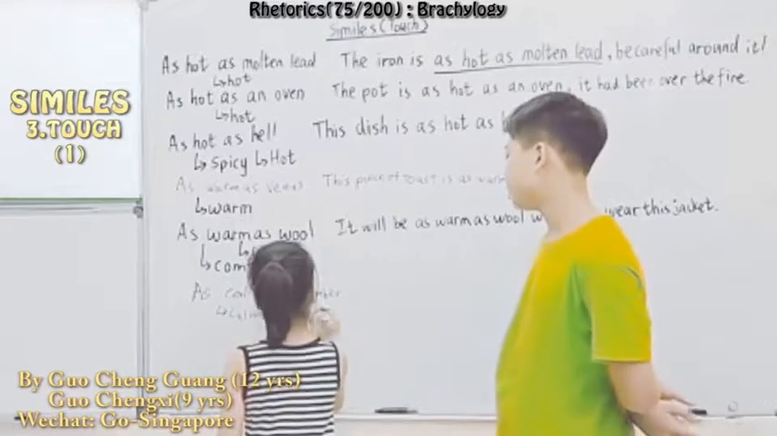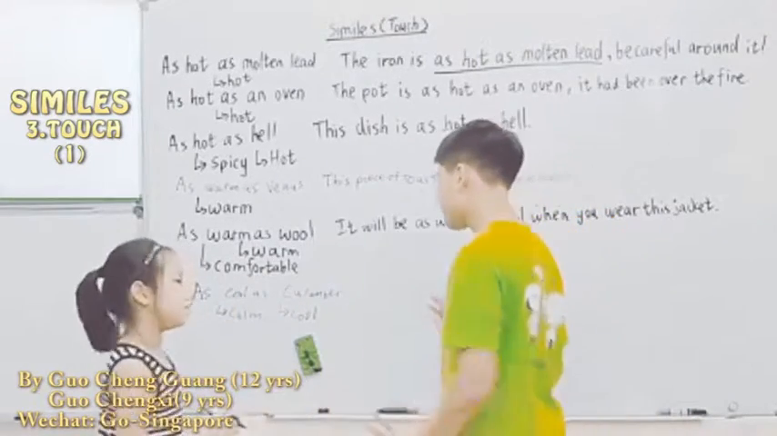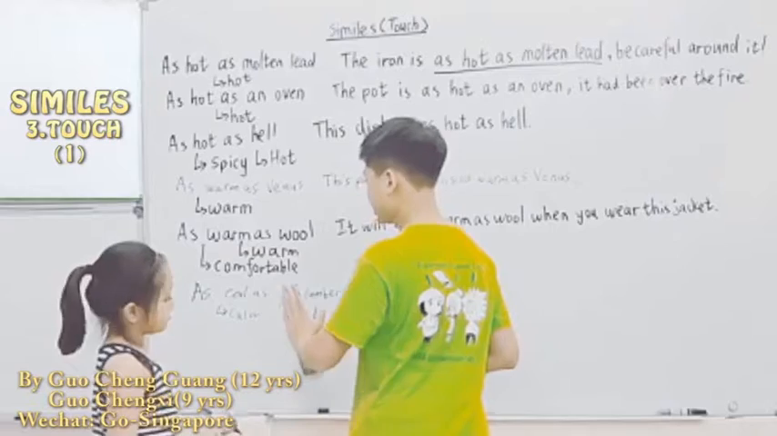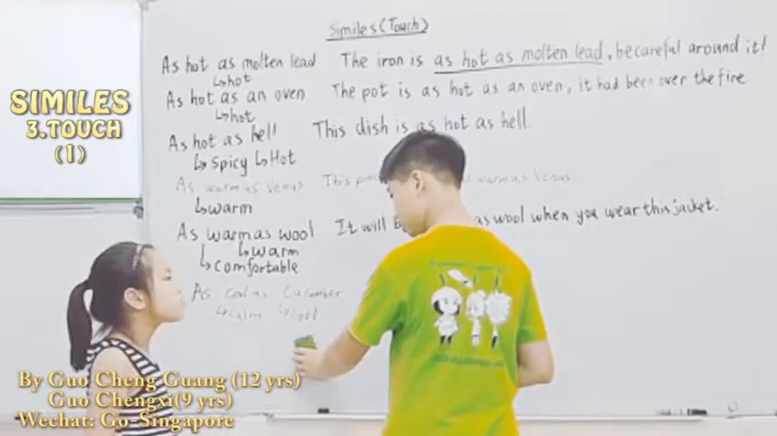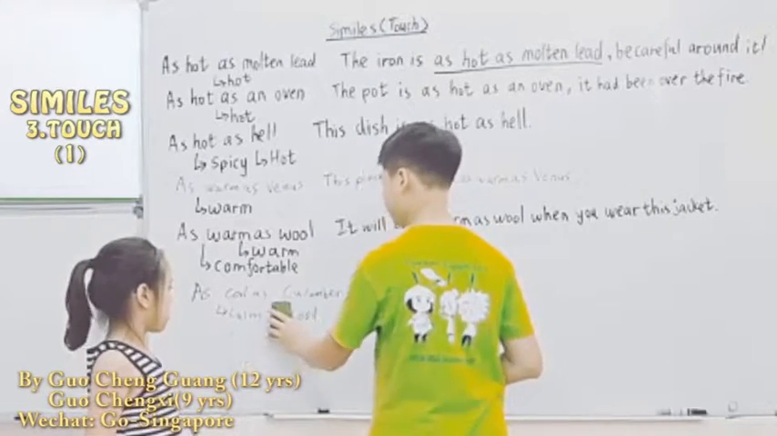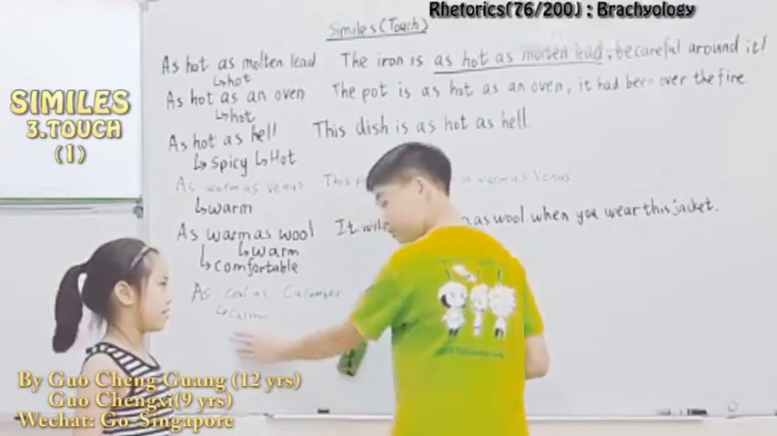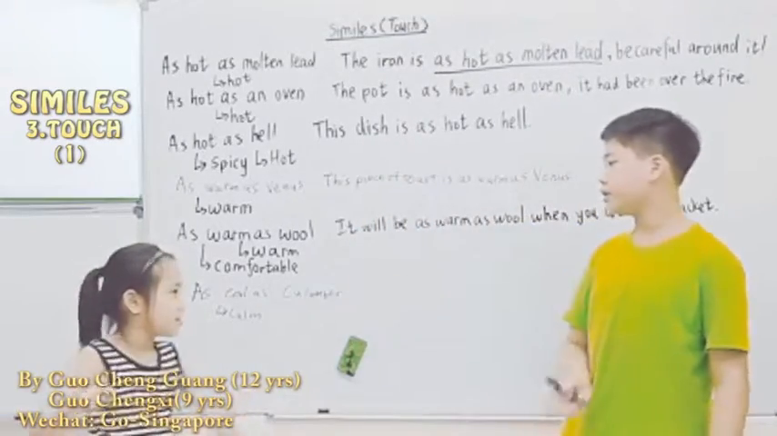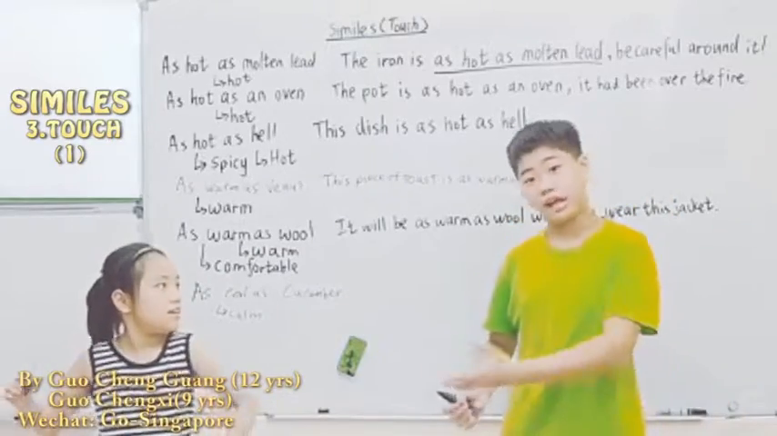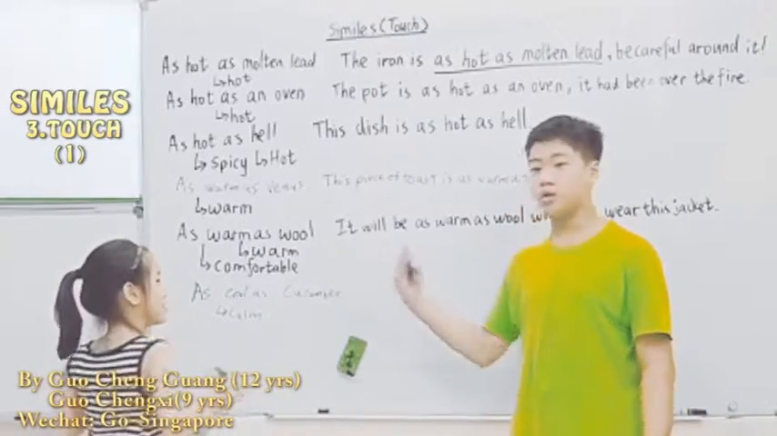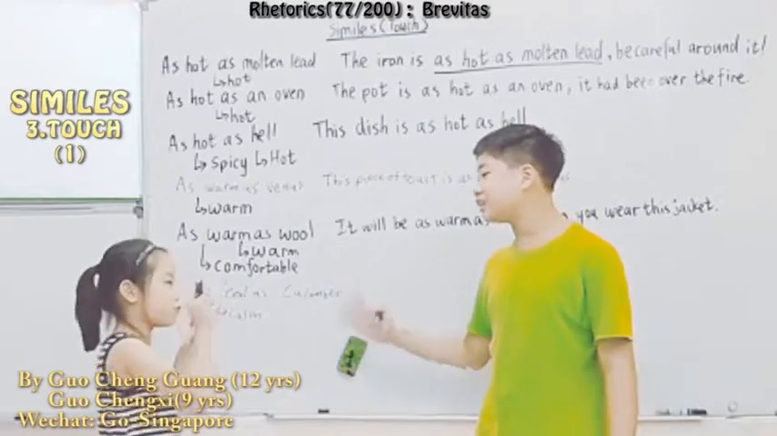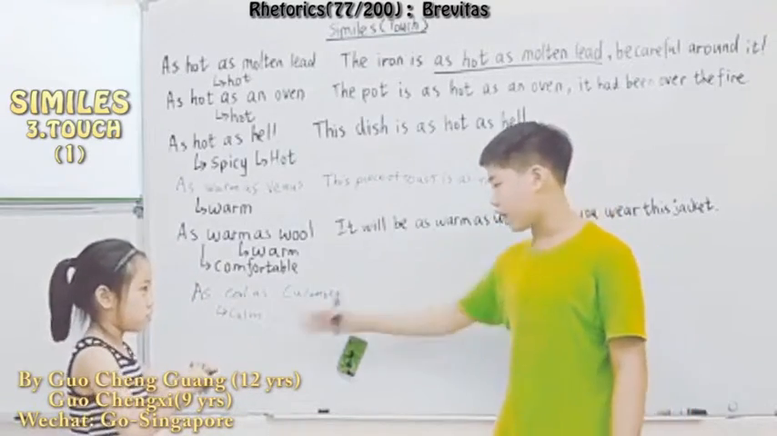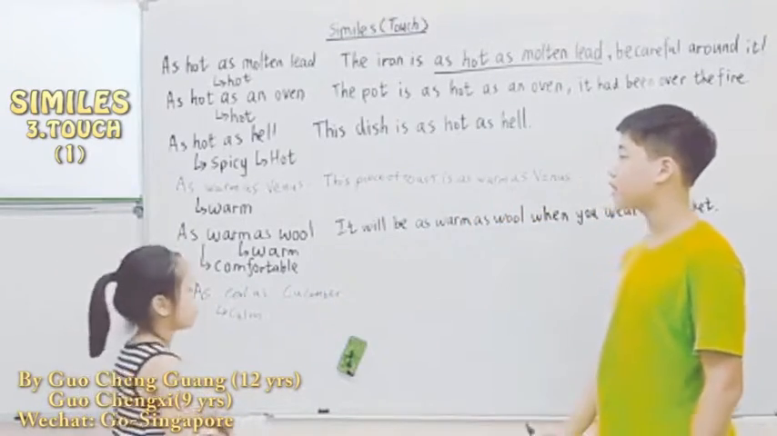Well, wait, let me just make a little bit of change here, okay? So this cool is actually calm. This calm is the definition of as cool as a cucumber. Because cucumber, unless you take it out of the refrigerator, it will be cool, right? But it is actually used to describe calm.